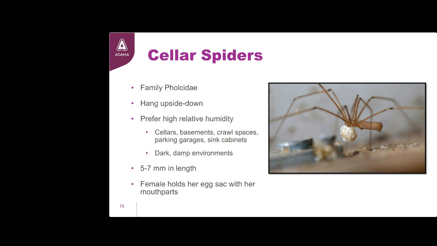I probably should have turned that picture 180 degrees, but she'll hang upside down in her irregular cobweb, and she'll be found in places with high humidity, underneath cabinets, sinks, cellars, that kind of thing. And she carefully wraps her eggs, her case, her sac, which can contain anywhere between 25 upwards of 60 eggs.